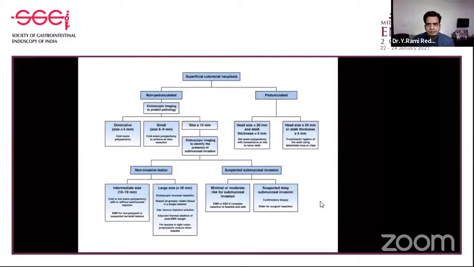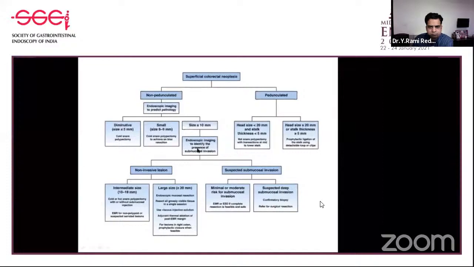We always prefer a hot snare polypectomy, but cold snare is coming into vogue right now, so I want to discuss that later. If the head size is larger or the stalk thickness more, then do prophylactic ligation of the stalk using a detachable loop or clips and then safely proceed. Is it a non-pedunculated sessile polyp? Now, this is where we need to do the imaging, to find out if it's diminutive, small, or large. Large polyps are where we need to decide what we're going to do, right?